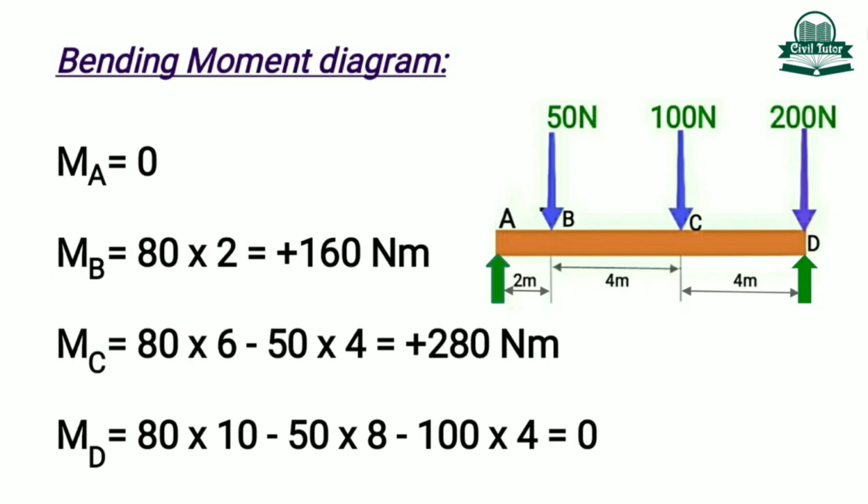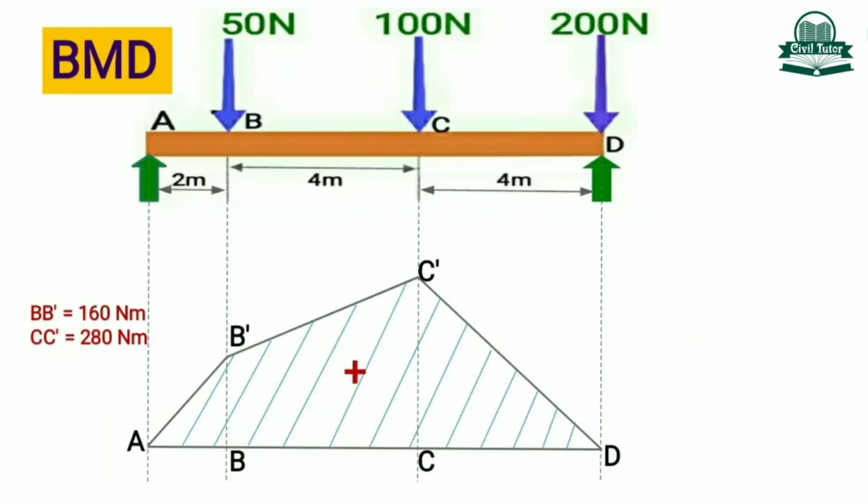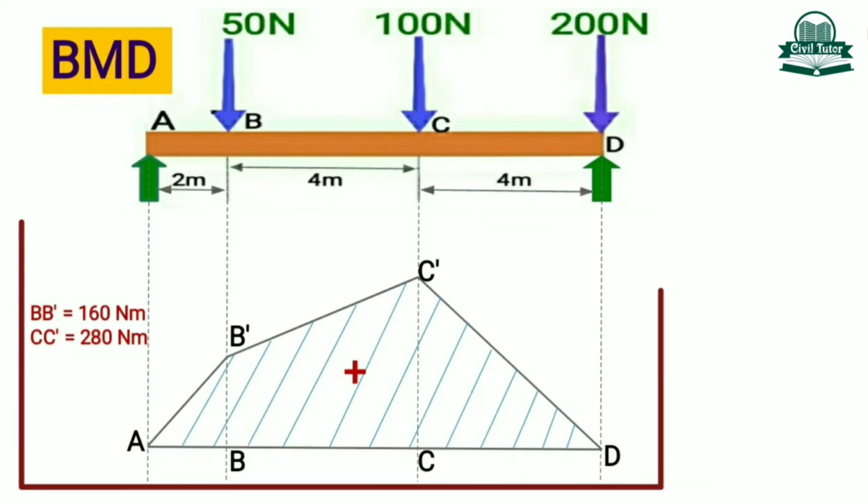The bending moment at point C will be equal to support reaction RA into this distance, which is 6 meter, minus 50 into this distance, which is 4. Similarly, at point D, the bending moment will be equal to RA into this distance, which is 10, minus point load 50 into 8, minus 100 into 4, which will be equal to 0. Now, drawing all the calculated values on the baseline ABCD to some scale, we will get the resulting bending moment diagram.